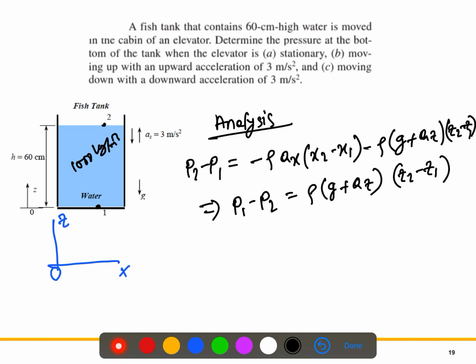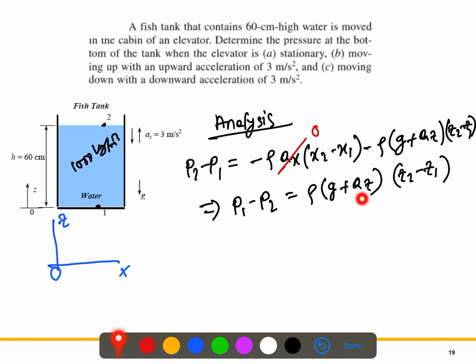Here actually, what we did, this is actually the pressure difference between 2 points 1 and 2. So what we did here is we put this acceleration ax equal to 0, because we're not getting any accelerations along the x-axis. So if we put this term like this, then we can write it like this.